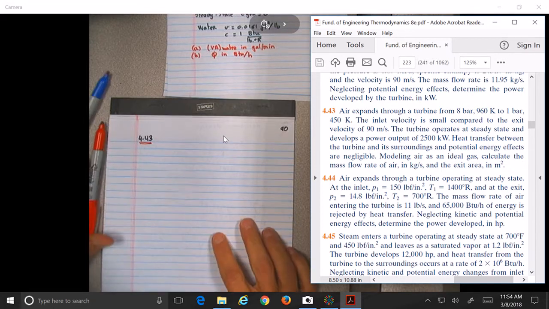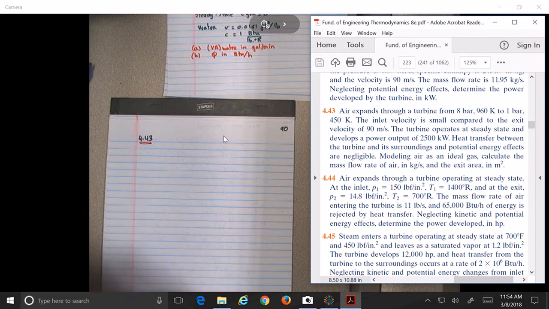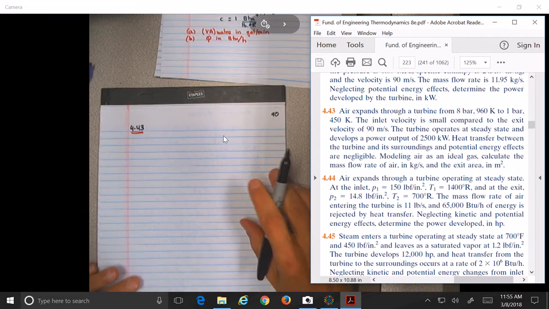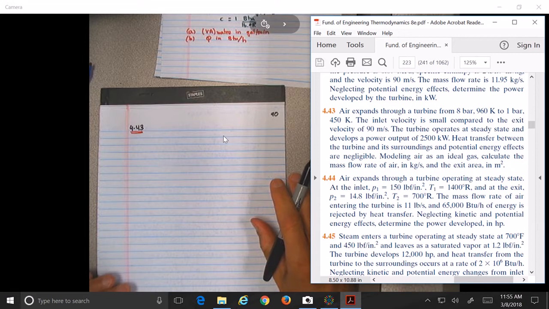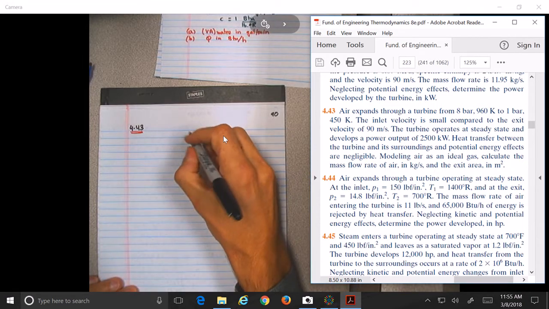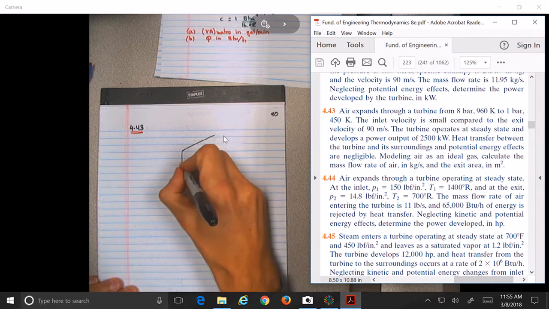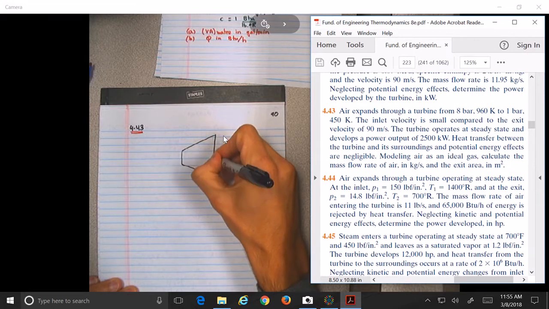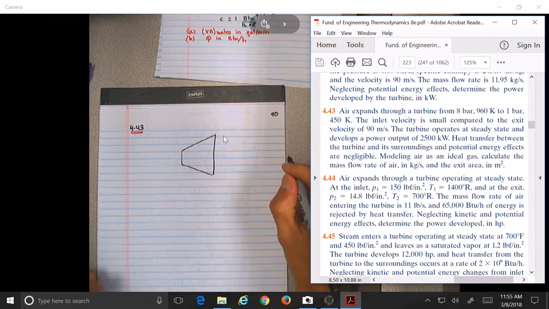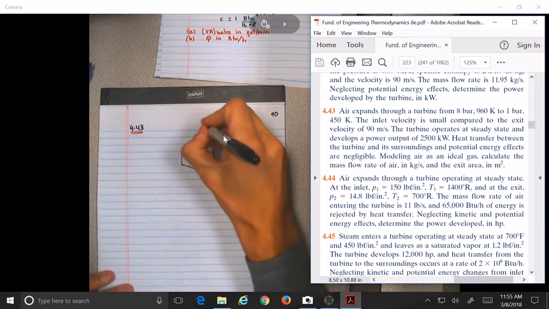So air expands through a turbine. It doesn't matter if you don't know how to draw the turbine, you can just draw a rectangle. But what is the part of the engine, the turbine, which is going to expand? Generally that's the symbol for a turbine, but if you don't know how to draw it, just draw a rectangle, okay? It's fine. So this is the turbine.